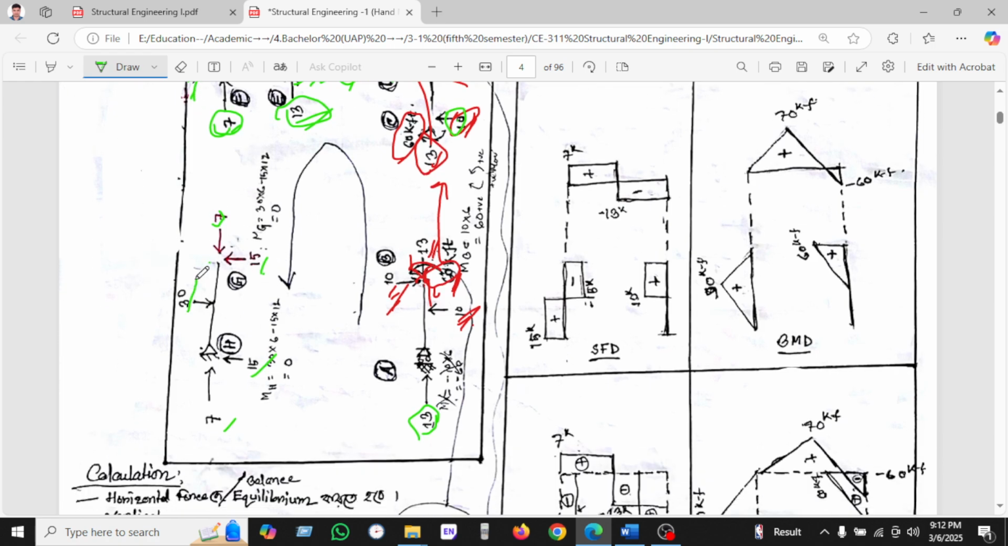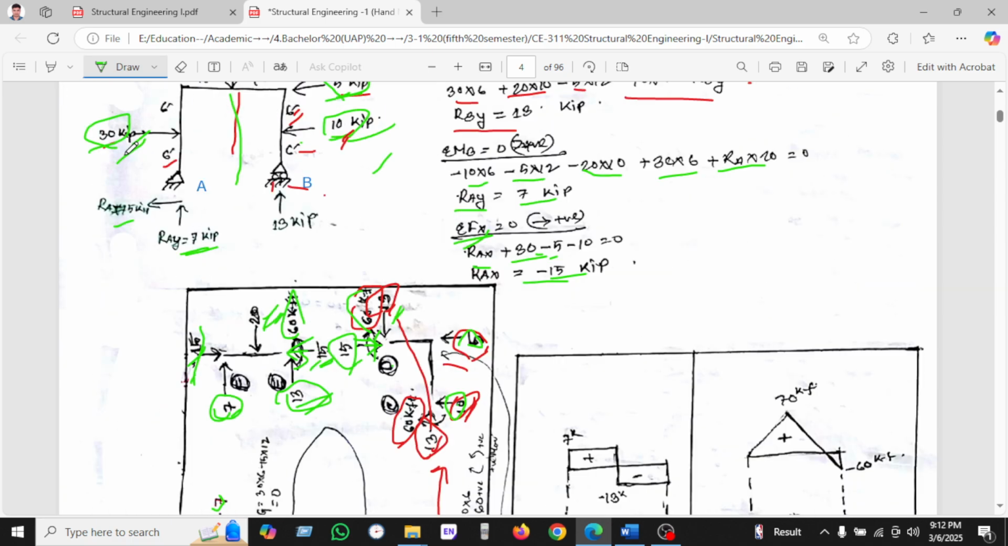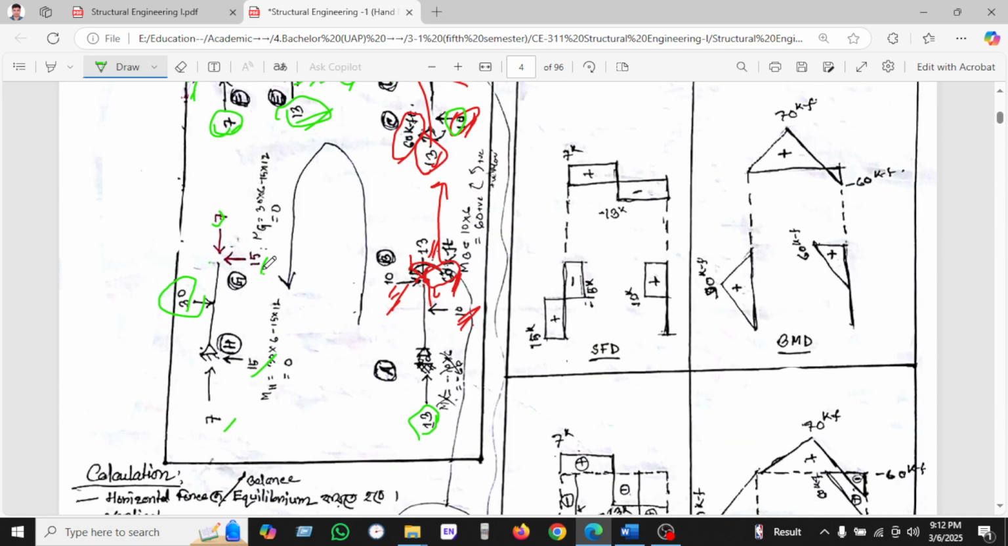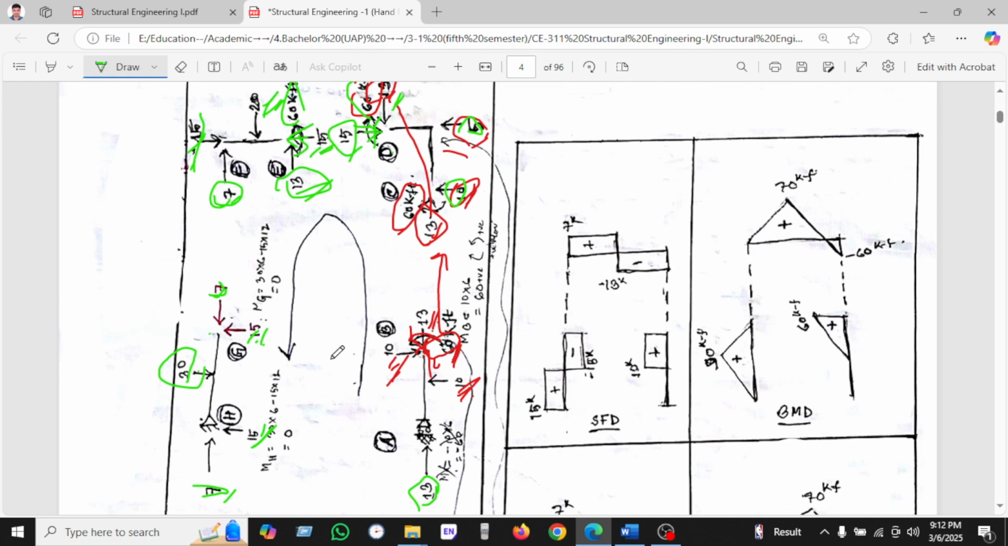As we have seen here, the 30 is an applied load, so we already have 15, and we need another 15 to counter this load. So in this way it will be in equilibrium. So 7 is given here, and this is the 7 given. So these are the analysis of the frame.